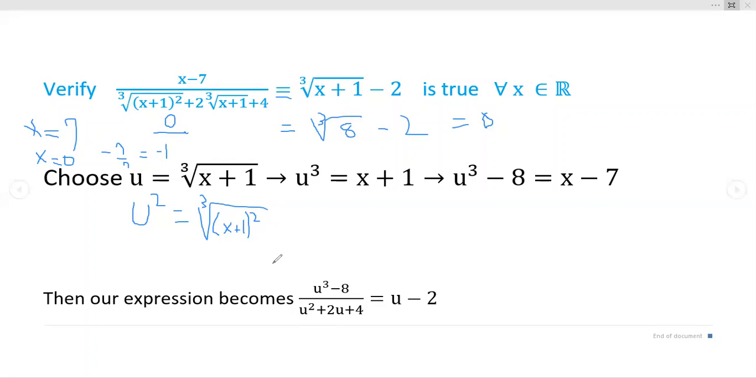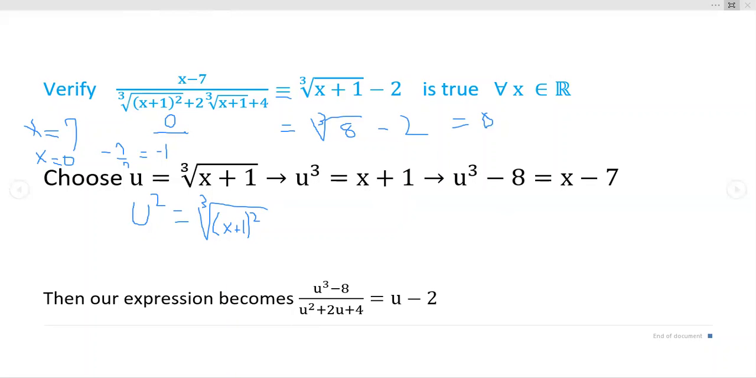And then, of course, u itself, this is just a direct substitution. If u is equal to the cubed root of x plus 1, you just have a direct substitution right here. And then the 4 just sticks, no dependency on u. Now, u minus 2 is also a direct substitution. That's just from here to here, down to here, right?